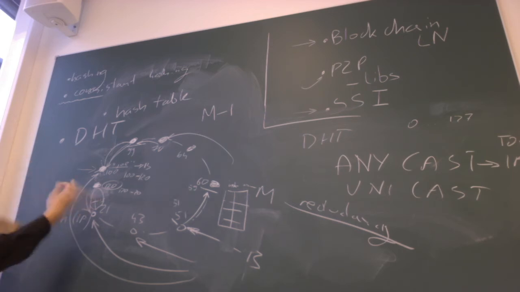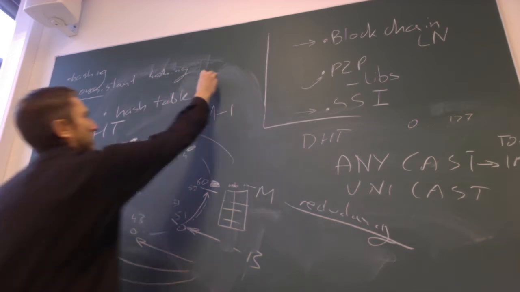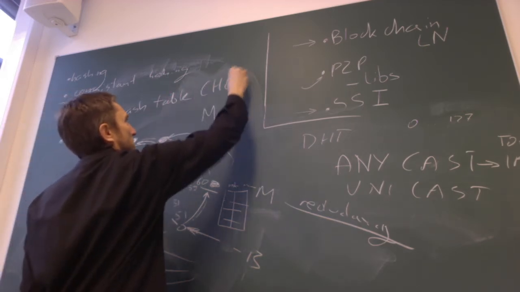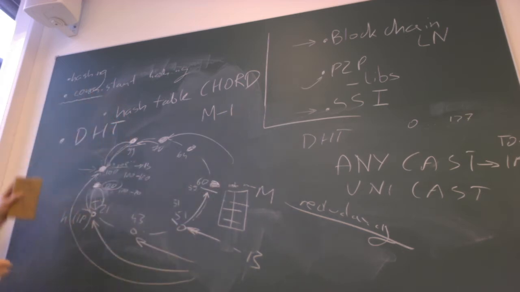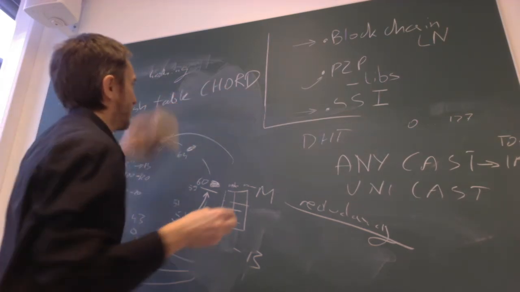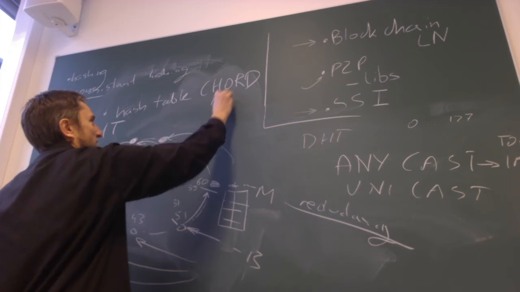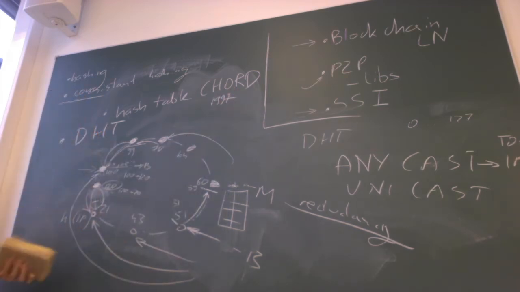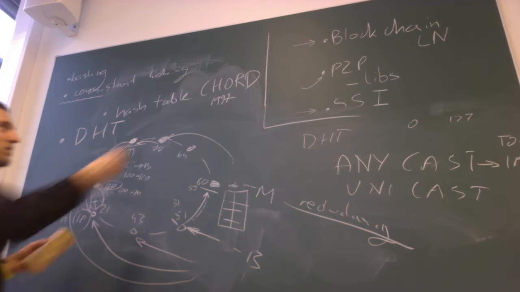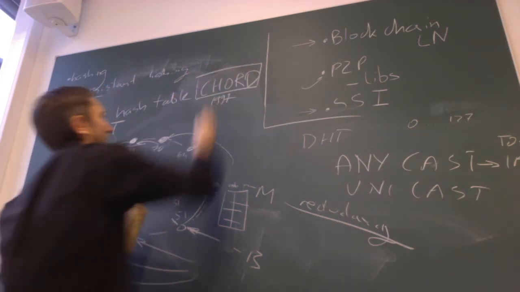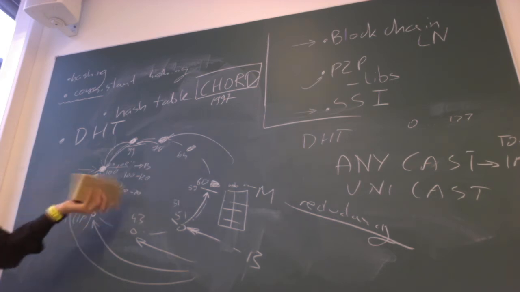So what we just described here is called Chord. This is the simplest distributed hash table algorithm. It's maybe not the simplest, but it was the first one proposed in 1997. Since then, it became quite popular and used around different technologies. You can look up Chord and get a little bit more into it, but the basics are relatively simple. Yeah?